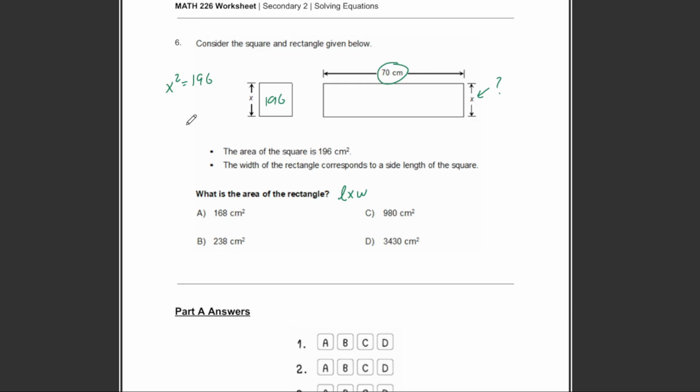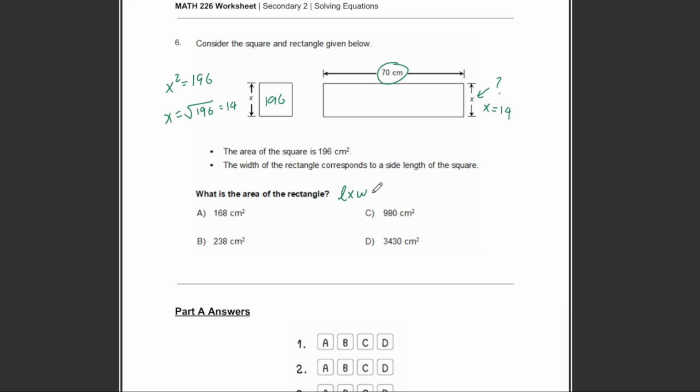Another way you can do it is by just taking the square root of 196, right? Remember, the square root just means it's going to give you the number that when it's times itself gives you 196, which is automatically going to give you 14. So x is equal to the square root of the area. That's just 14, okay?